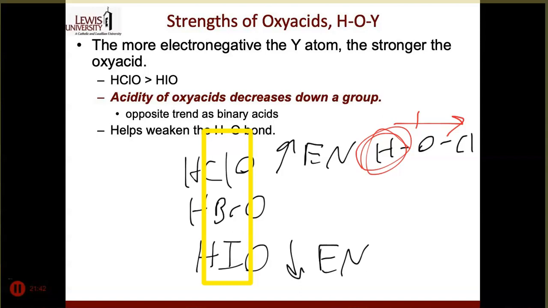And we don't see the size effect here that we saw with the binary acids because, even though iodine's really big, it's not attached directly to the hydrogen. It's attached to the oxygen atom here, which is then attached to the hydrogen. So there's not going to be a size effect at all. This is purely an electronegativity effect.